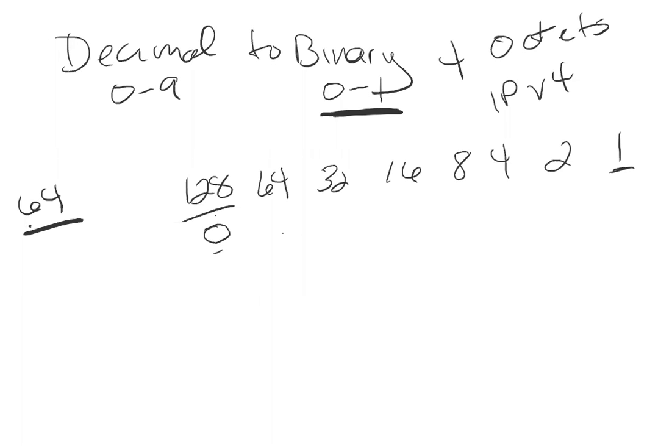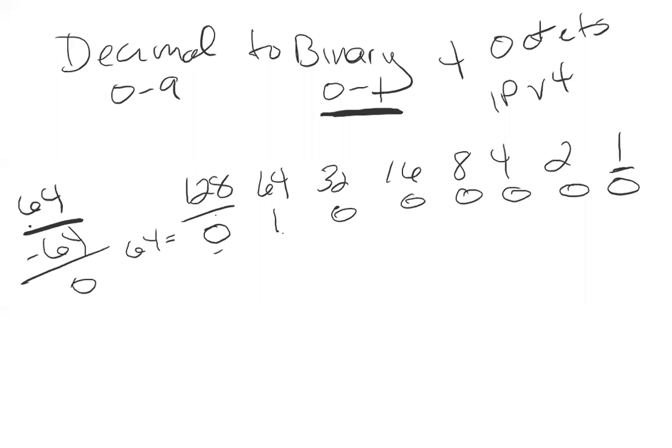What about 64? Can you subtract 64? Yes, you can. You subtract 64, you get 0. Since you can subtract 64, you put a 1 here. And when we subtracted 64, we got 0. So you can't use any of these other bits because we already have the 64. So now we know what the binary is. The options of 1 and 0 are 0, 1, 0, 0, 0, 0, 0, 0. That is 64 in binary.